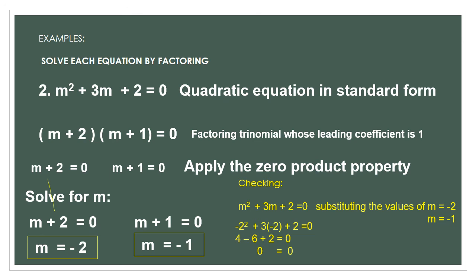Okay, try naman natin this time yung negative 1. So, we have negative 1 squared plus 3 times negative 1 plus 2 equals 0. So, solving this, meron din tayong 0 on both sides of the equation. So, negative 1 is also one of the solutions.